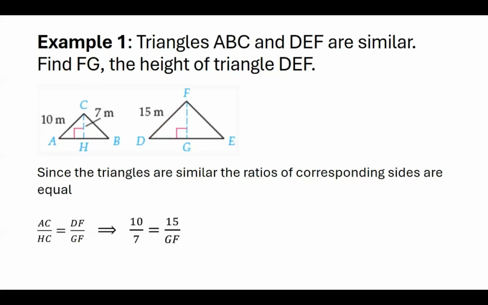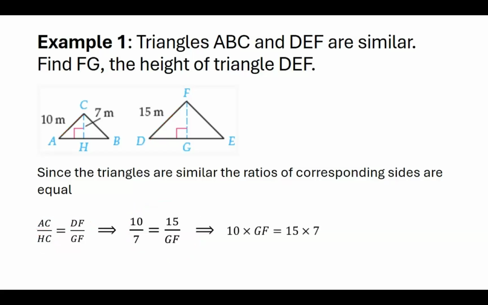And so what I'm going to do now is substitute, like I mentioned. I know the value of AC is 10. I know the value of DF is, where is DF? Here, it is 15. I know the value of HC, which is 7. So if I substitute these three values, I get this fraction. And you could solve this by cross multiplying. This is a property of equivalent fractions. When you have equivalent fractions, if you cross multiply, it gives you the same value.